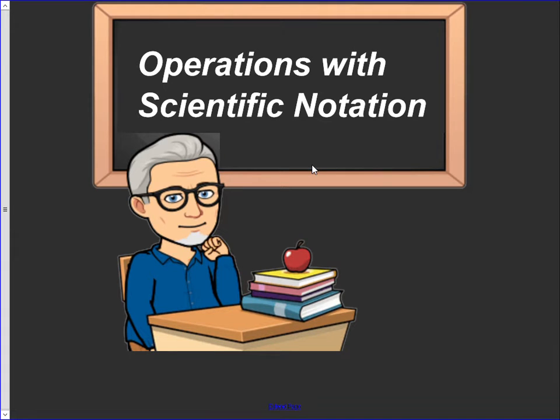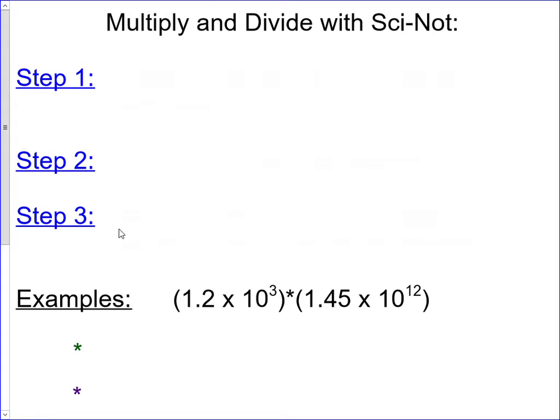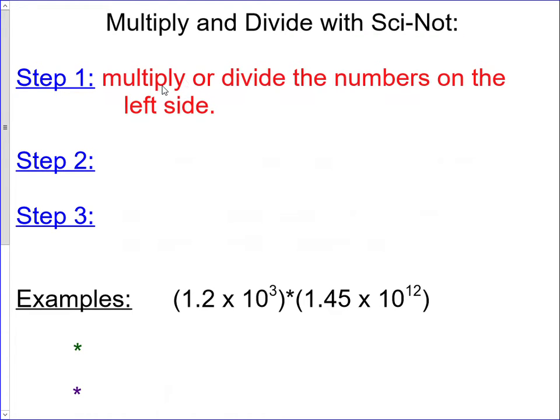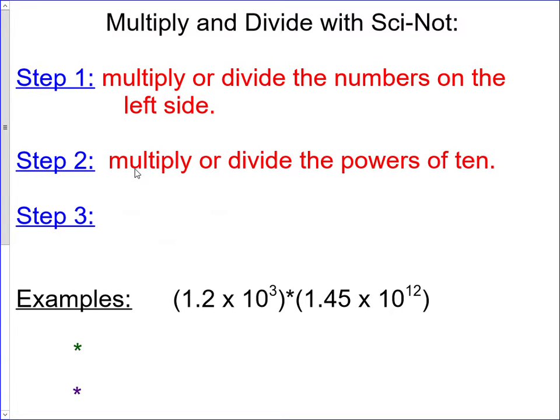All right, operations with scientific notation. Let's talk about multiplying and dividing numbers that are in scientific notation. Step number one would be to multiply or divide the number on the left-hand side. Step number two would be to multiply or divide the powers of 10.